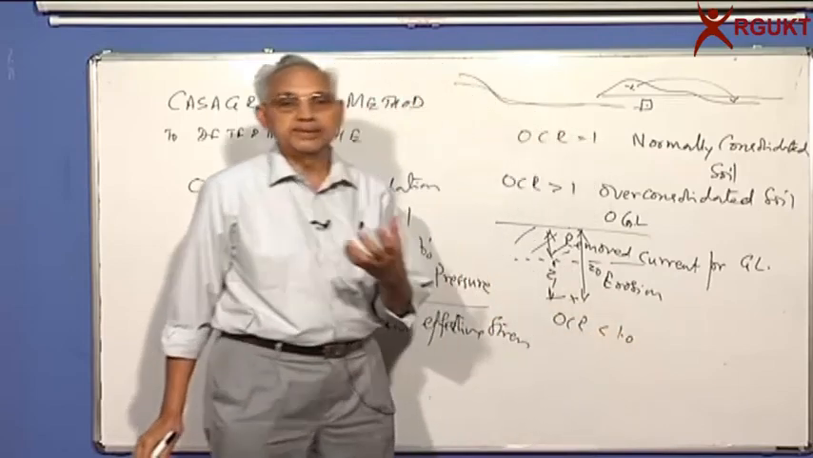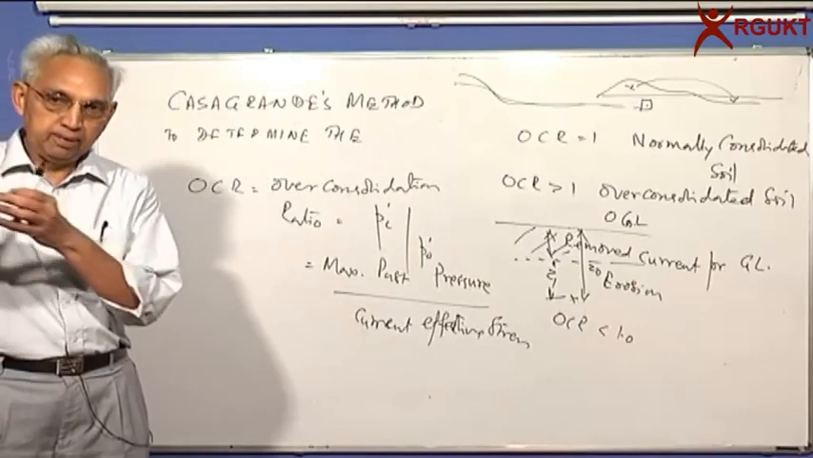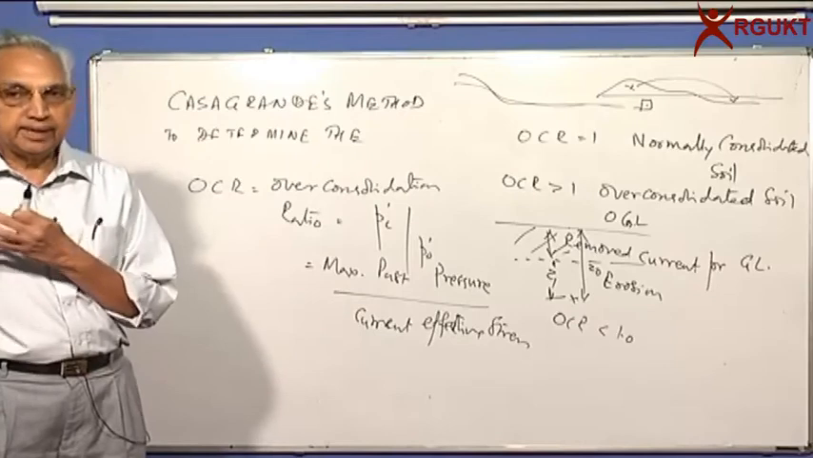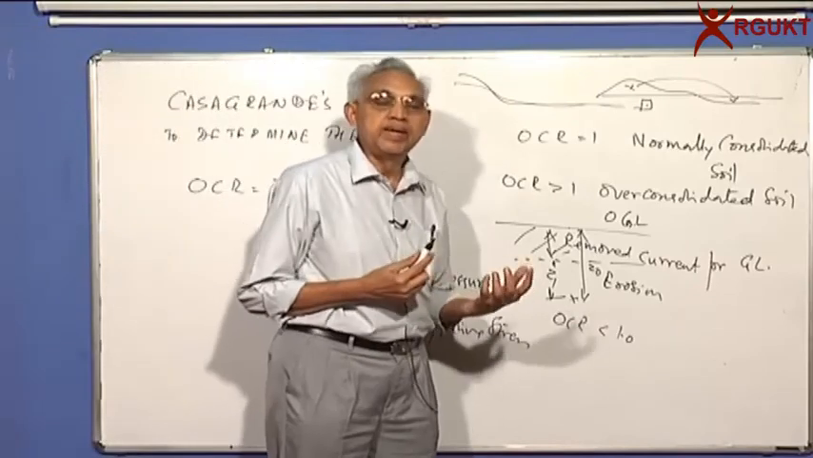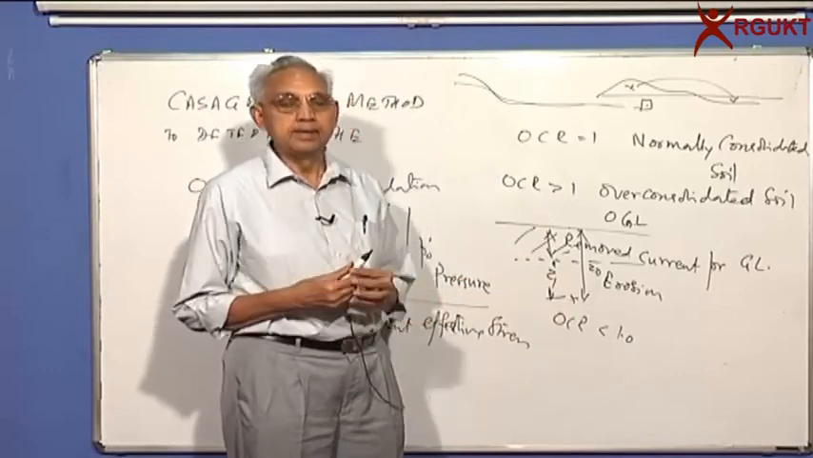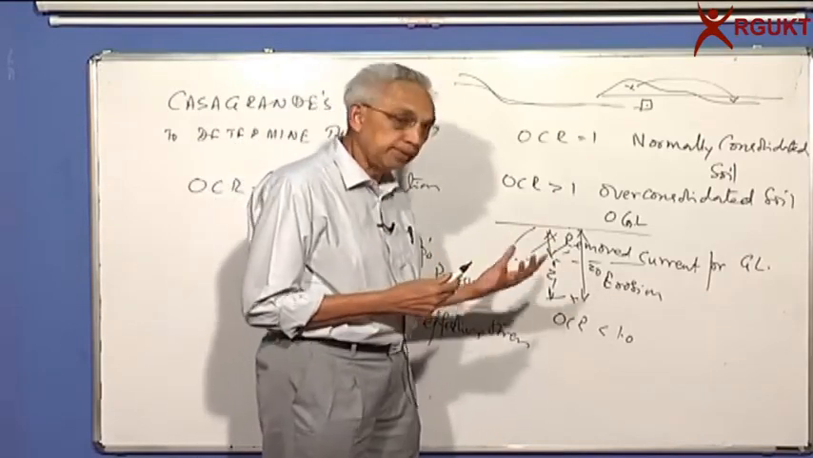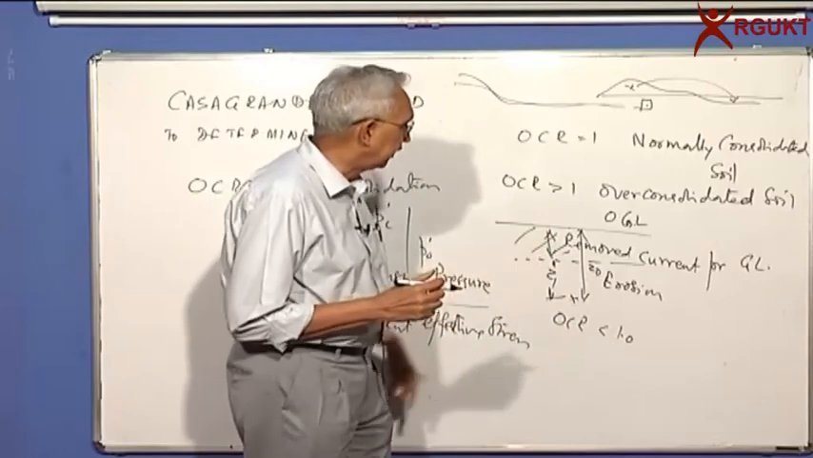There are a few situations in the world where OCR is less than 1. One of them is off the Ganges into the Bay of Bengal. The Ganges is bringing a lot of sediment and depositing, and the sea is not yet consolidating, and so the current effective stress is less than the maximum past pressure because of the pore pressures. And we define this now.